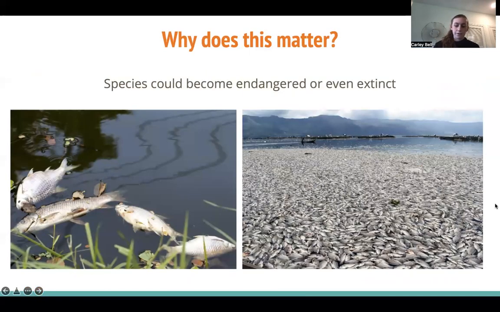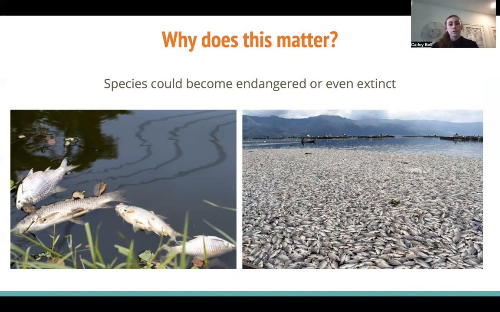So why does this matter? I feel like these next two slides are really important, and I really hope I can get this across to you guys. This is much bigger than this trout that we're going to be studying in this particular presentation. Climate change affects species of all levels, like I said.